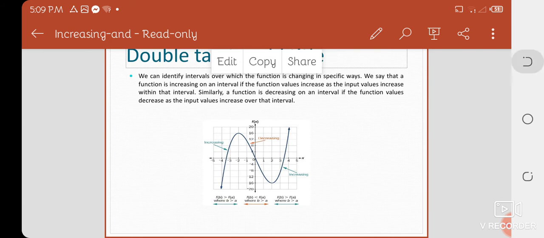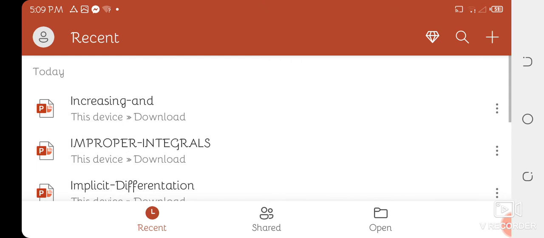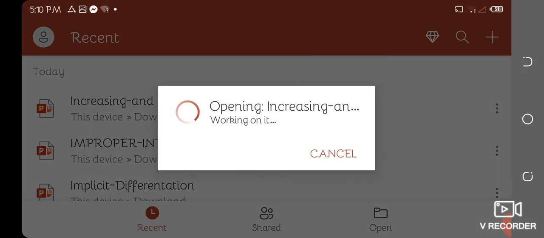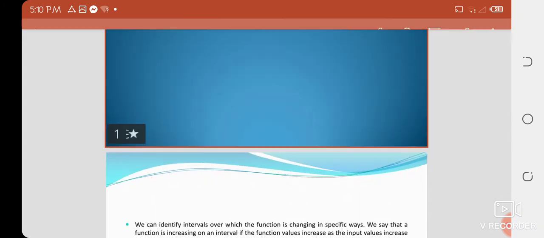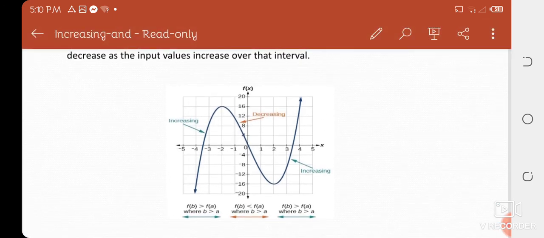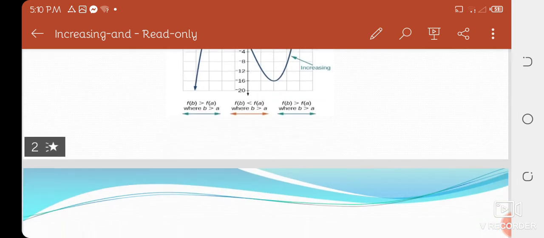So, we see the picture here, the paragraph here. So let me zoom in. Okay, this is the graph of increasing and decreasing.